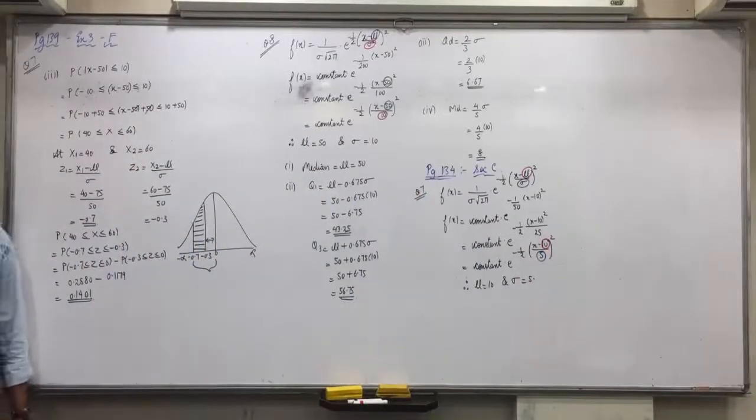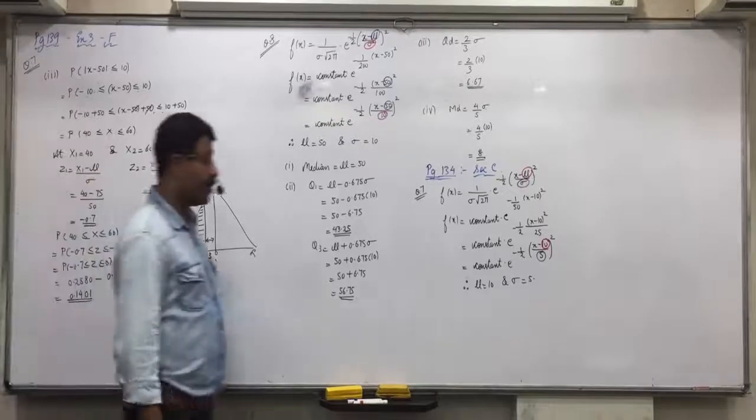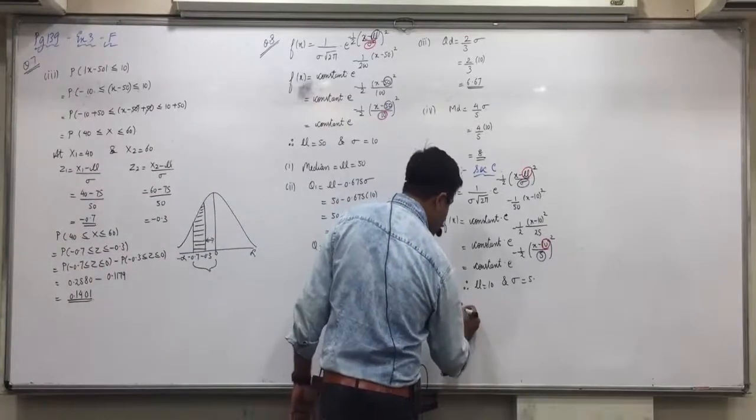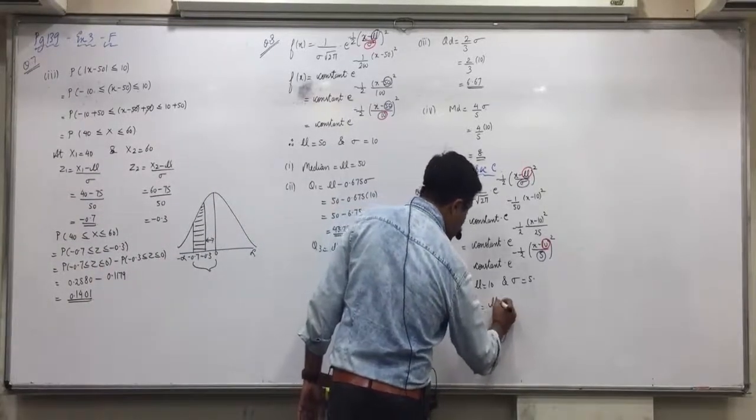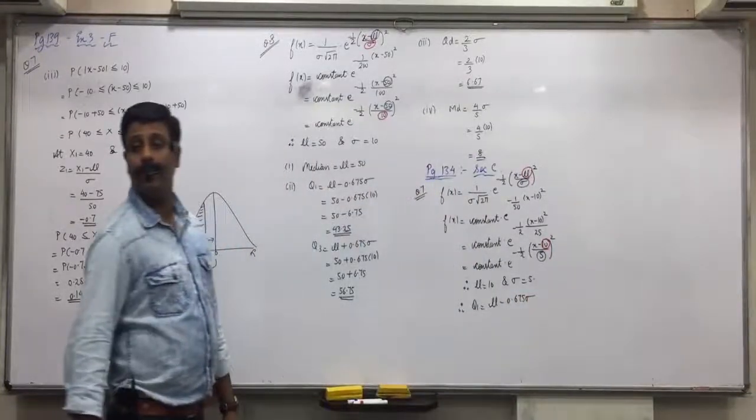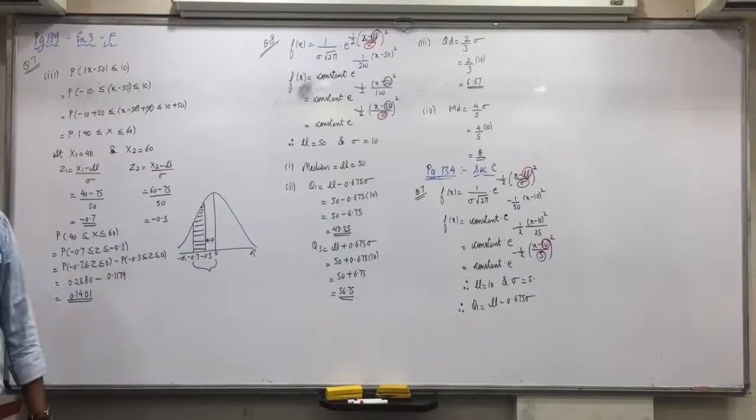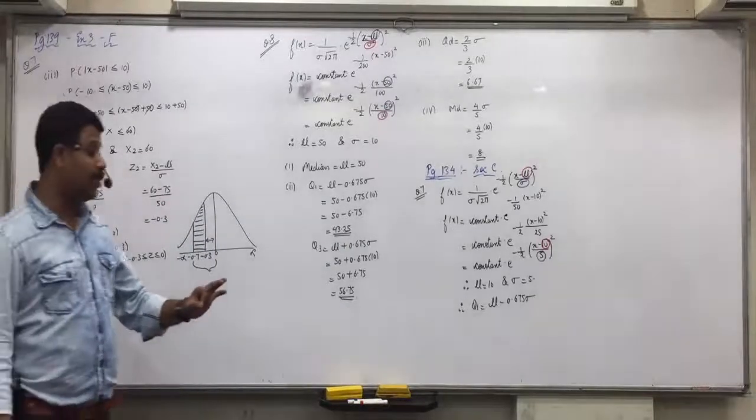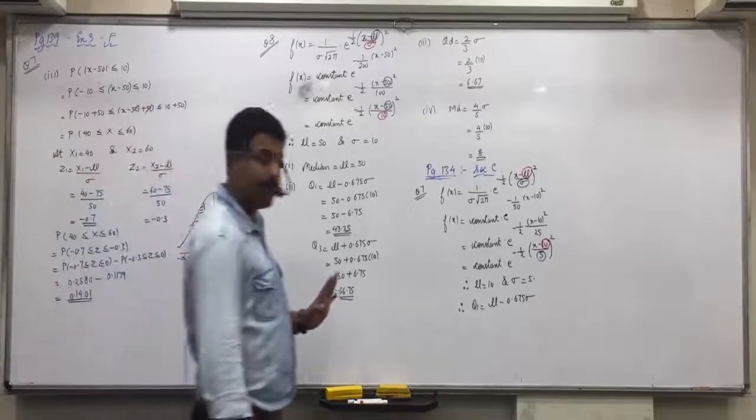Any confusion in this? Did you all understand up till here? Now it is asked to find the first quartile from this information. What is the formula of the first quartile? Mu minus 0.675 sigma. Okay, first quartile is mu minus 0.675 sigma.